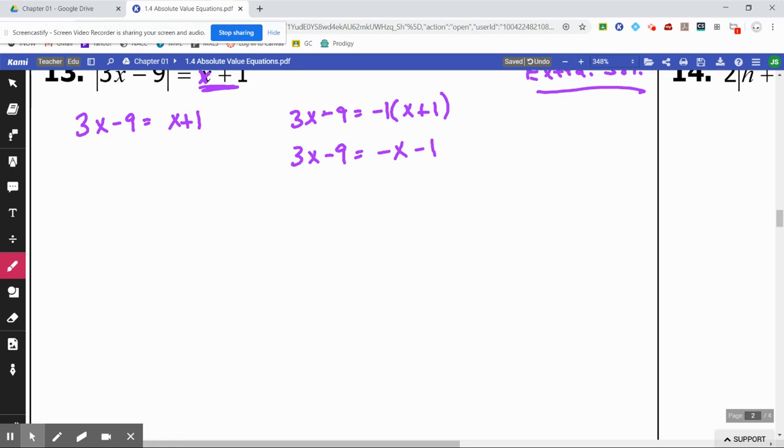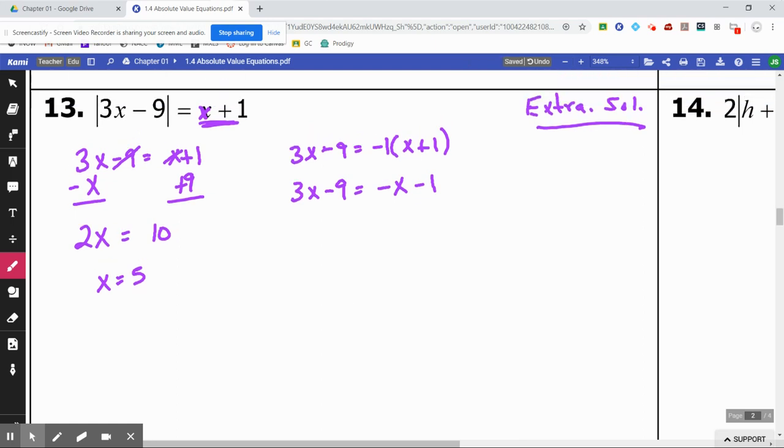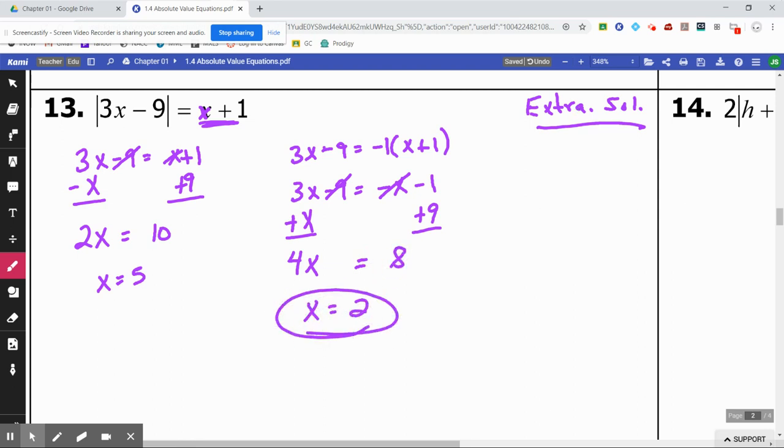Okay, we're going to work these individually. I'm going to move my x by subtracting x. I'm going to move my minus 9 by adding 9. That gives you 2x is 10, so x is 5. I'm not going to circle it yet because I'm not certain. It could be extraneous. To move minus x, I'm going to do plus x. To move minus 9, I'm going to do plus 9. And that gives me 4x is equal to 8. So x could be 2.